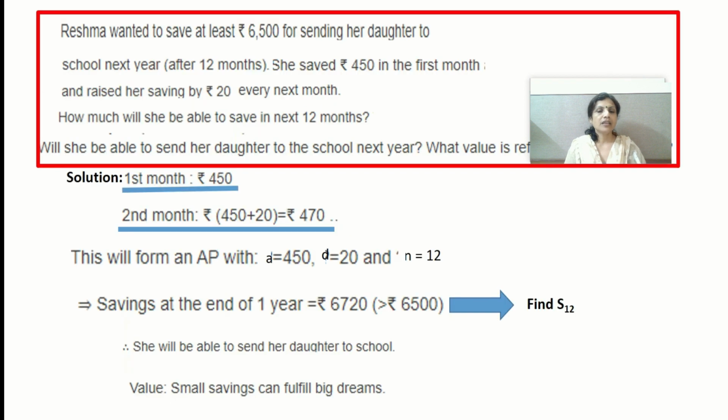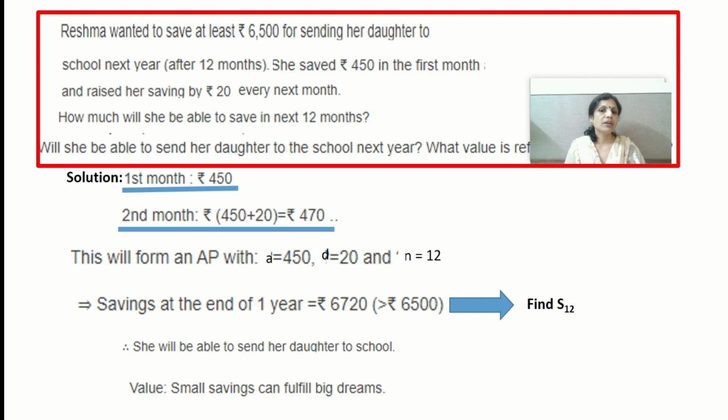This is another type of sum. Please check this. Sometimes such kind of sums are asked, and these are called value based sums. So just check out. Reshma wanted to save at least rupees 6500 for sending her daughter to school next year, that is after 12 months. She saved rupees 450 in the first month and raised her saving by rupees 20 every next month.